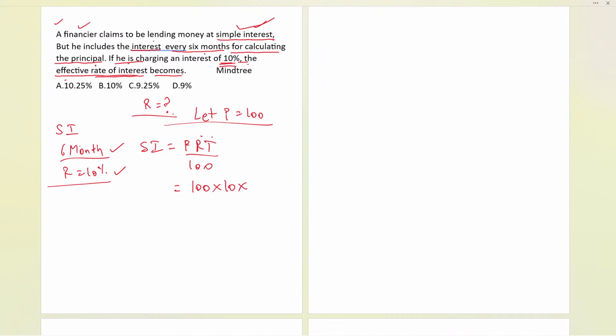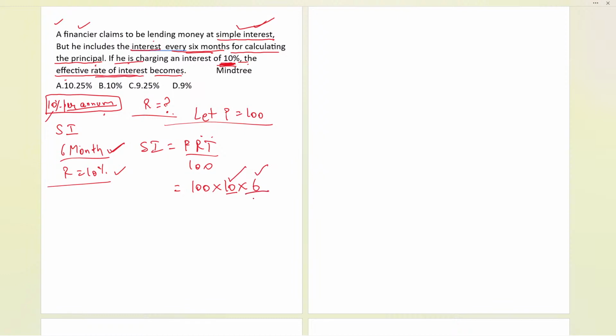Time is 6 months. But the rate percent given over here is 10%. It is not telling us 10% per annum or for 6 months. If it is not given, you have to consider that the rate is given with respect to per annum only, that is for 1 year. So let us now write 10%, but we are calculating simple interest for 6 months, so I'll write 6.